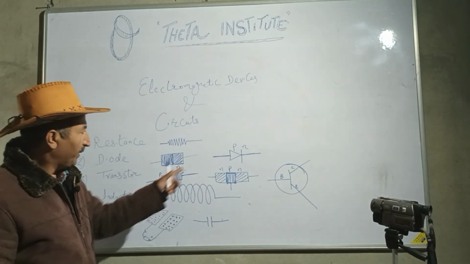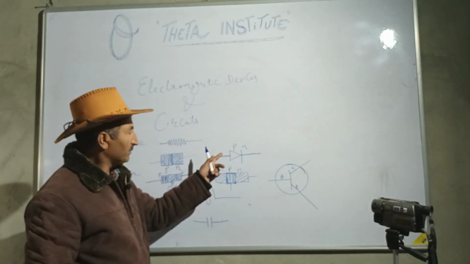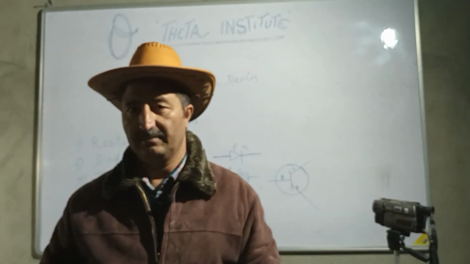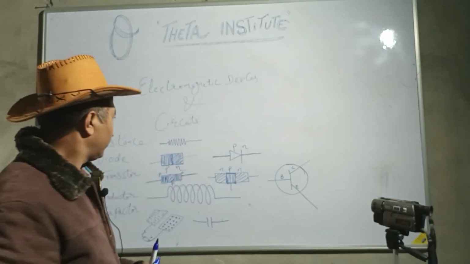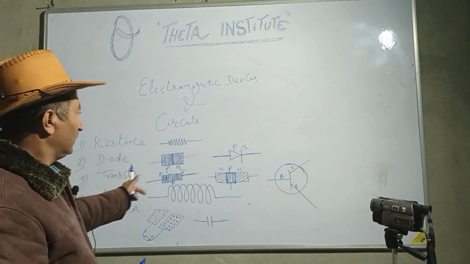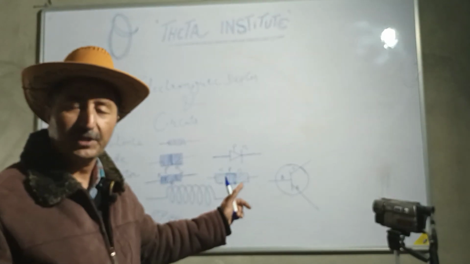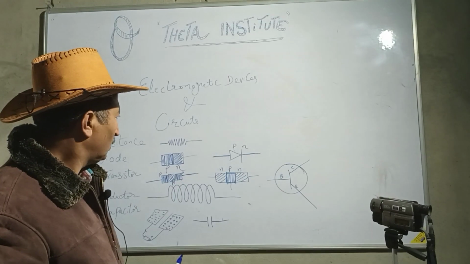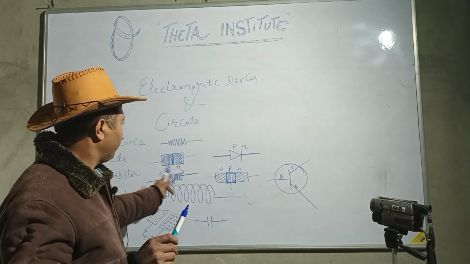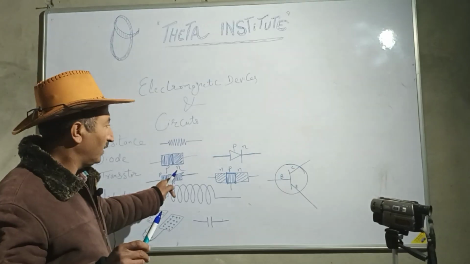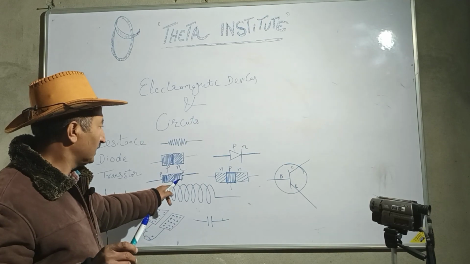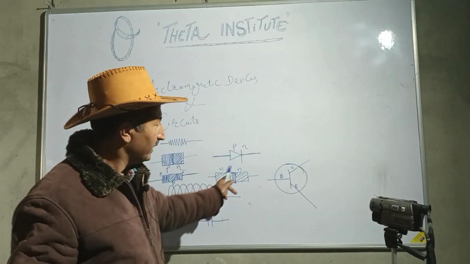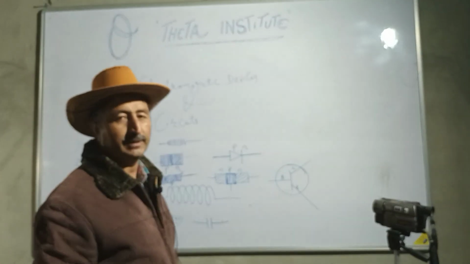So a PN junction or PN diode is made of only two materials, P and N material. And the transistor is made of three materials, three pieces: two pieces of either P, with a third piece N in between, or two pieces of N with a third piece of P in between.